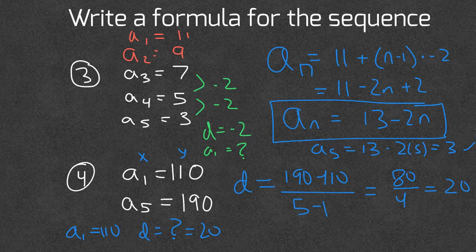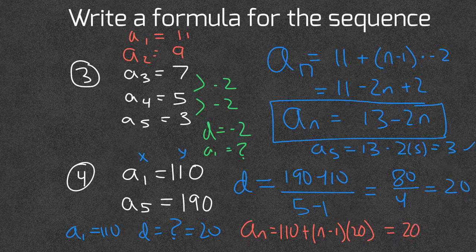So I can write a formula, and that would be a_n equals first term, 110, plus n minus 1 times 20. When I distribute the 20, I'm going to get 20n. And then I have 110, and this is going to be minus 20, so it's going to be plus 90, as my final formula there.